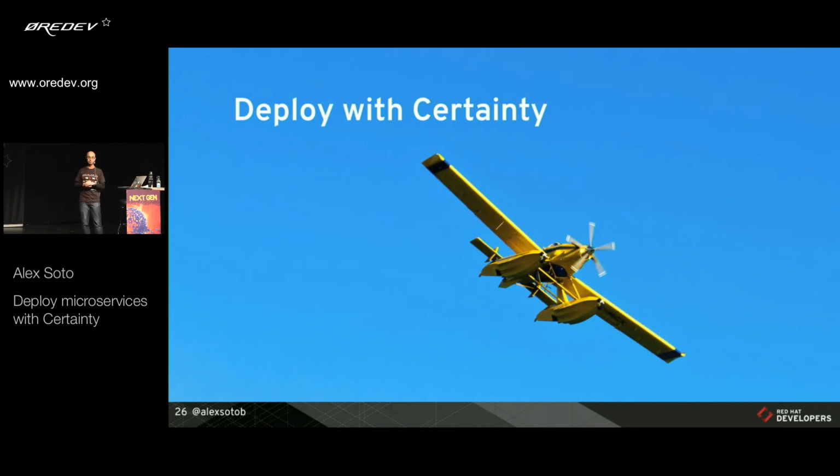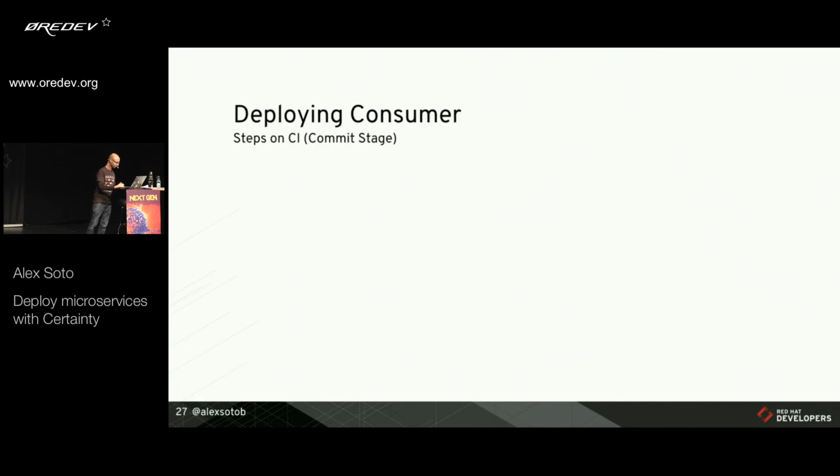So let's see now. We have seen this as a developer, but let's see how your continuous delivery pipeline should change to adapt to consumer-driven contracts. Basically, what happens when I want to deploy a new consumer? What do I need to do? The first thing is that this happens on the commit stage to receive fast feedback.